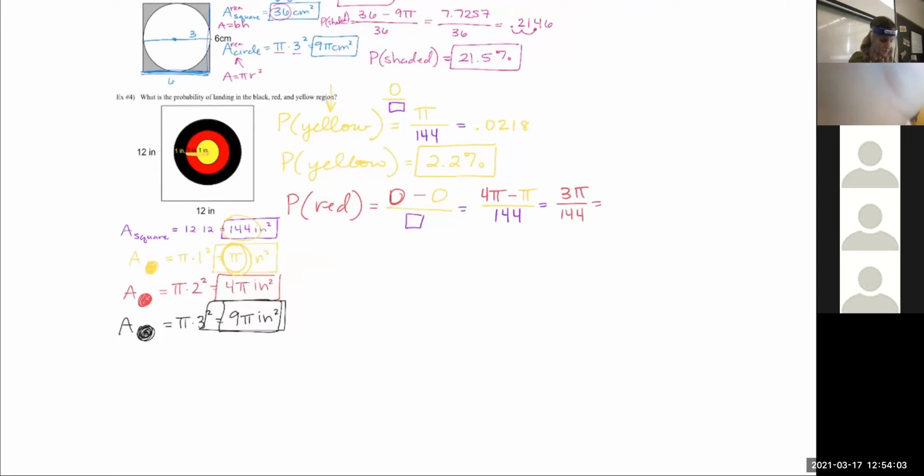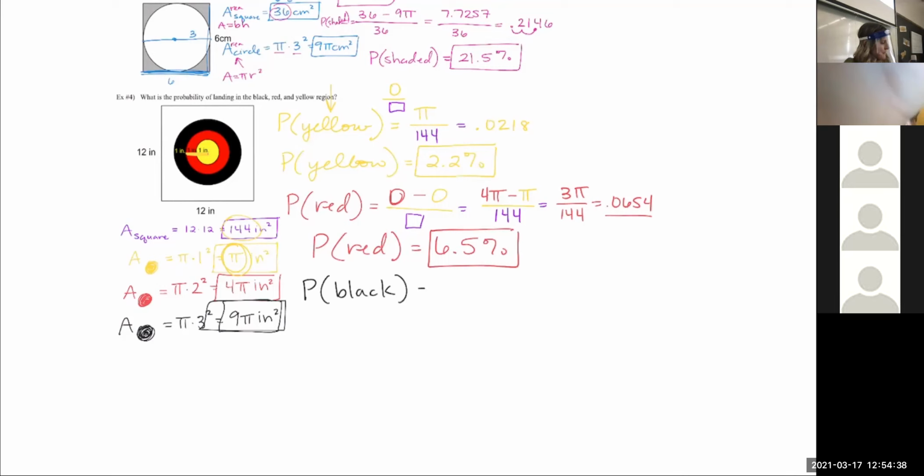And when you divide that, you get 0.0654. So the probability that we hit the red region would be what percent? 6.5%. We just take that 0.0654, multiply by 100 and then round to the nearest 10th of a percent. Okay. Now black. And black is the one where I get several different answers usually. Let's see if you can figure out the right one.